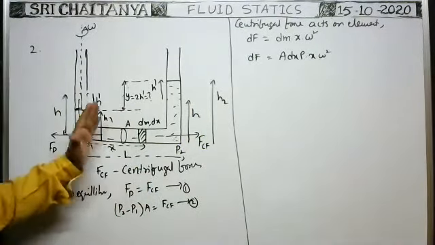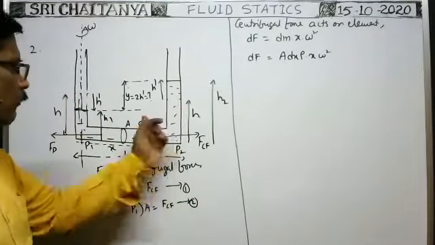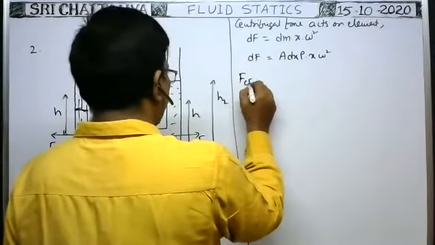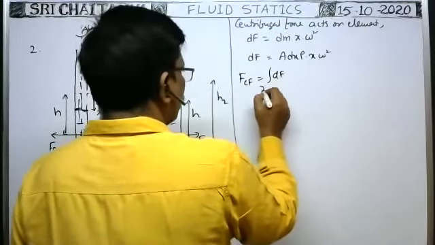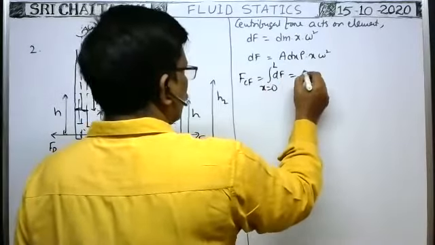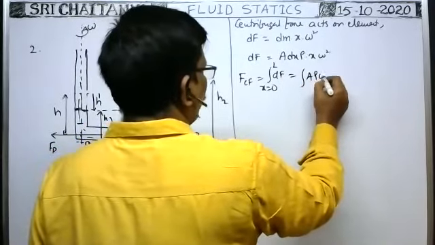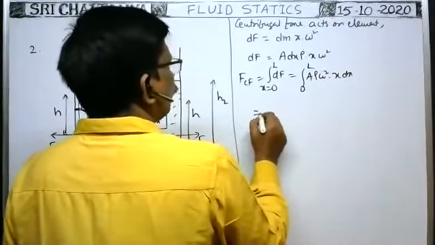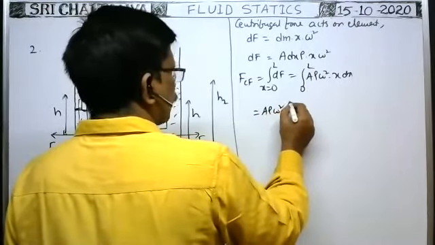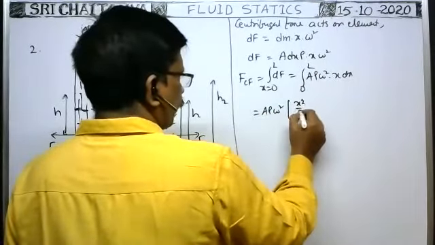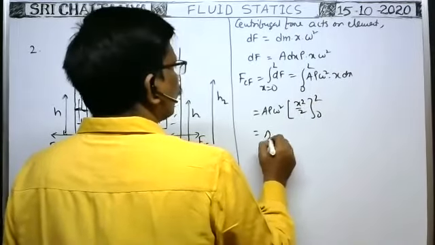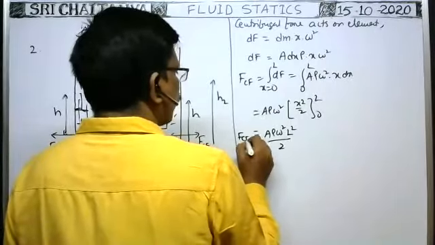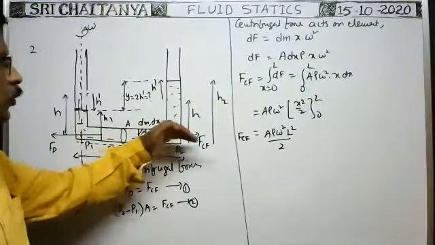Such elements can be imagined from this position to this position, from x equal to 0 to x equal to L. Therefore, total centrifugal force FCF is equal to the integral of dF between the limits x equal to 0 to x equal to L, that is A rho omega square into x dx, limits 0 to L. A rho omega square is constant, so keep it aside; the integral of x dx is x square by 2, limits 0 to L. Therefore, A rho omega square into L square by 2 is the centrifugal force acting on the liquid column in the horizontal tube.